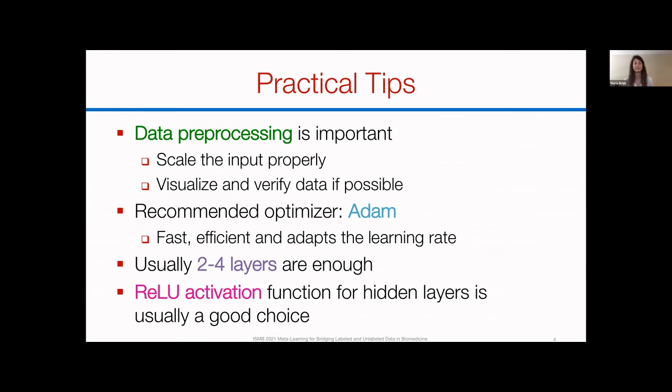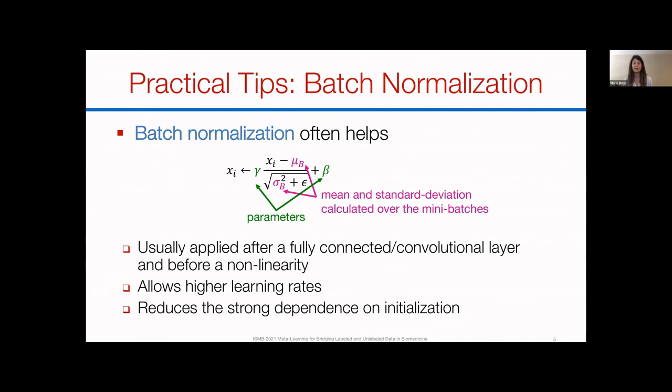Another tip is to use batch normalization. Batch normalization normalizes a layer's input by subtracting the mean of the mini batch and dividing by the standard deviation of the mini batch. Through this, we can ensure that the input for every layer is distributed around the same mean and standard deviation. It allows you to have higher learning rates, speeds up the training process, and also makes a network more robust to initialization. You usually apply it after a fully connected or convolutional layer and before a nonlinearity.